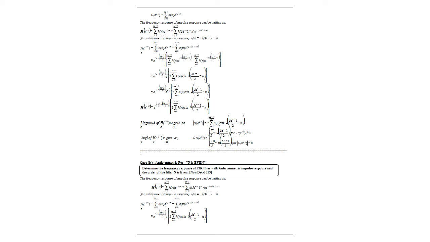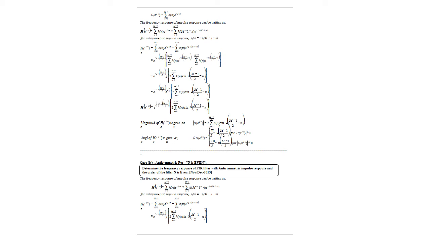So for antisymmetric impulse response, h of n is equal to minus h of M minus 1 minus n. Substituting the values, we get H of e power j omega is equal to e to the power of j into pi by 2 minus omega into (M minus 1) by 2, into 2 into summation n equal to 0 to (M minus 3) by 2 h of n sin omega ((M minus 1) by 2 minus n). So the magnitude will be modulus of H of e power j omega is equal to 2 into summation n equal to 0 to (M minus 3) by 2 h of n sin omega ((M minus 1) by 2 minus n).